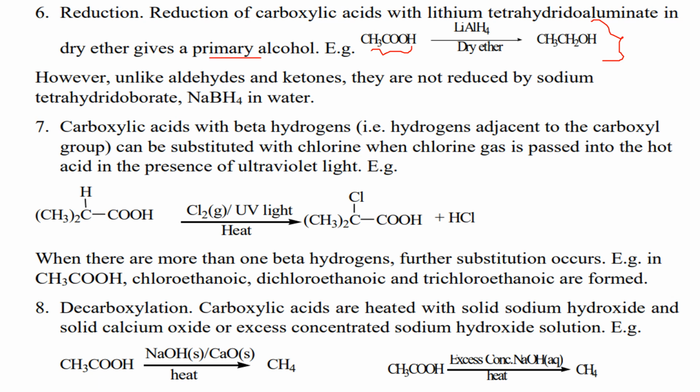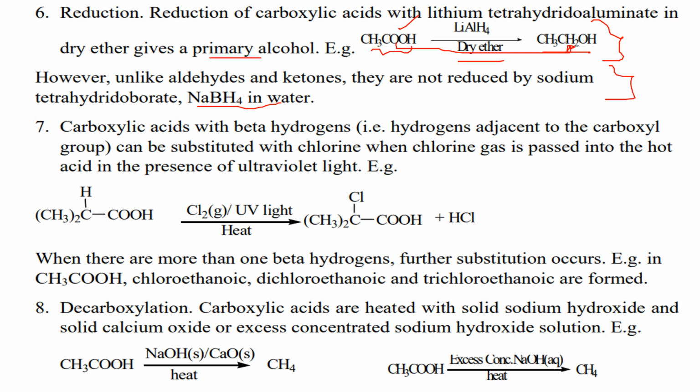So when you have ethanoic acid, you reduce it with either lithium aluminum tetrahydride, or you can read it as lithium tetrahydroaluminate. In dry ether, you form ethanol. It takes away one oxygen atom and then replaces it with 2 hydrogen atoms. So that's what you should always remember. However, unlike aldehydes and ketones, they are not reduced by sodium tetrahydroborate. So do not use this one anywhere. Some of you are given fake notes by your teachers.